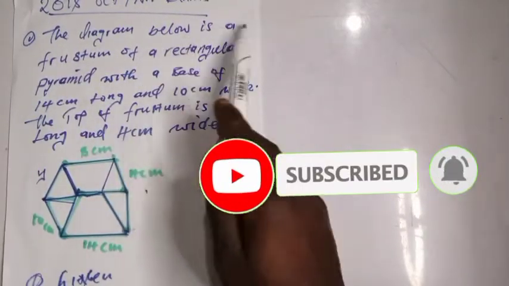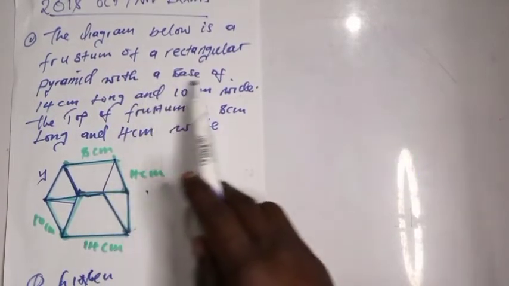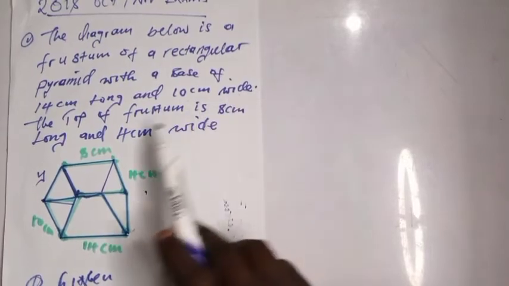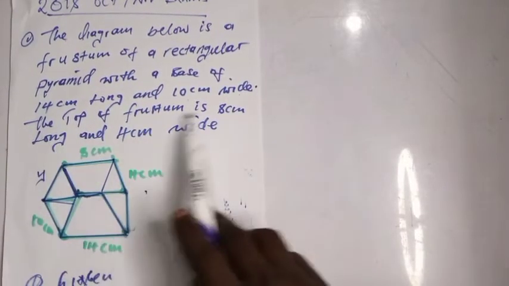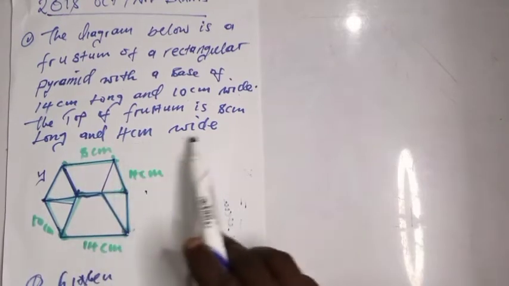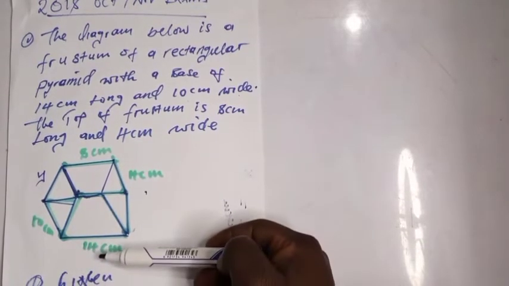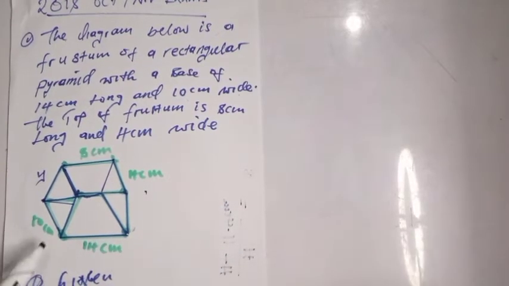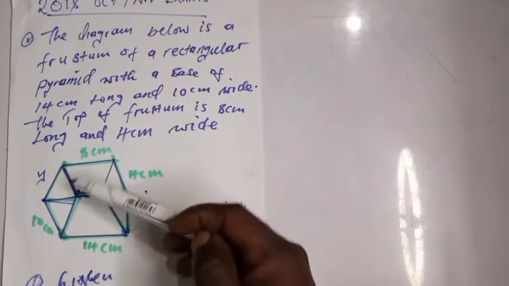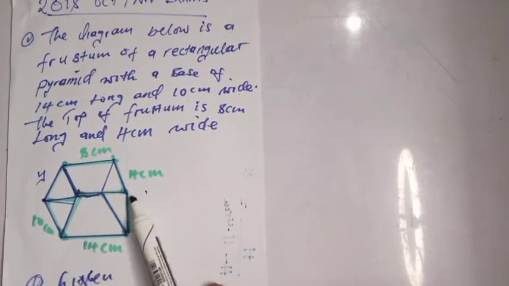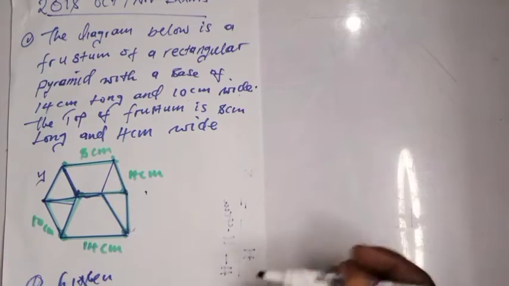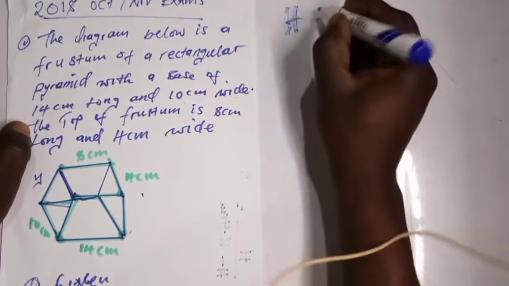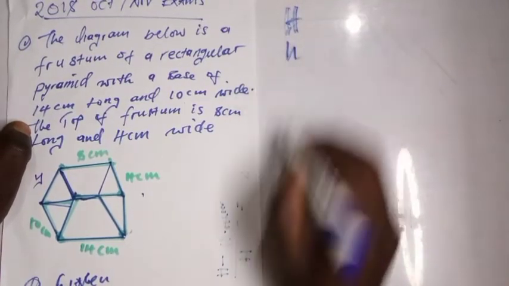The diagram below is the frustum of a rectangular pyramid with a base of 14 centimeters long and 10 centimeters width. The top of the frustum is 8 centimeters long and 4 centimeters width. So here the most important thing is you must find the biggest height and the smallest height.